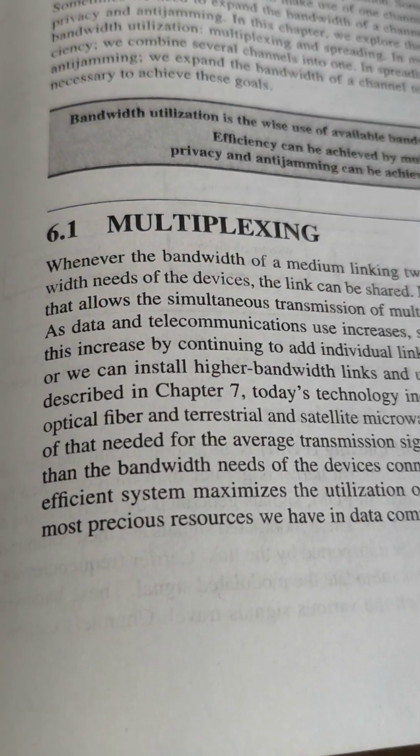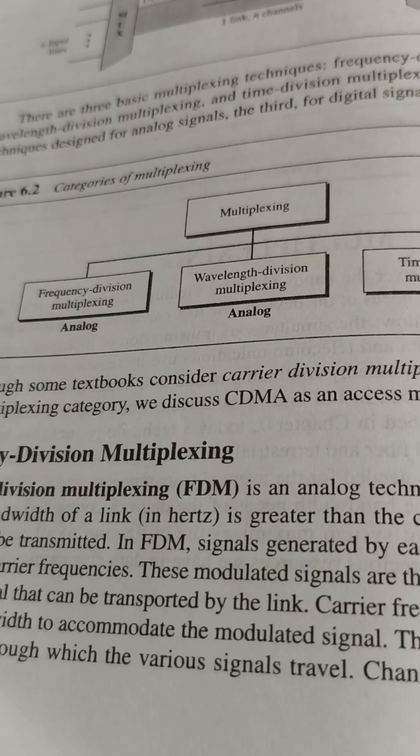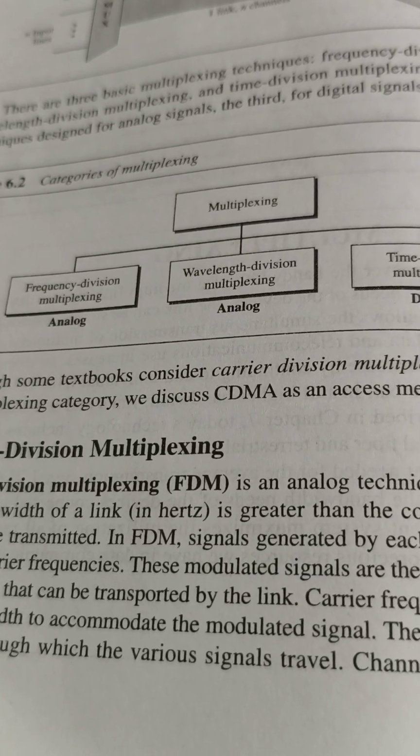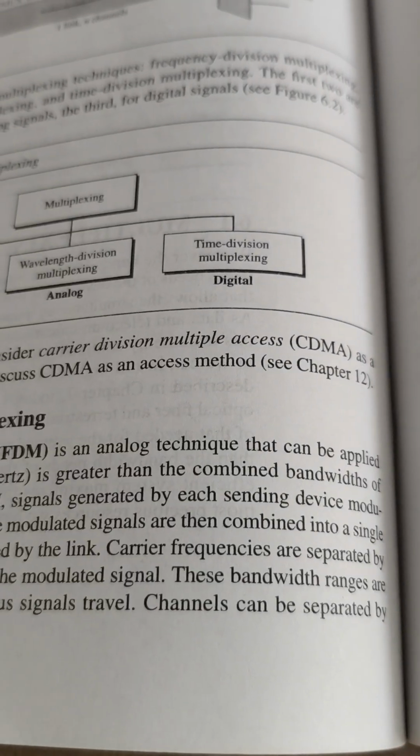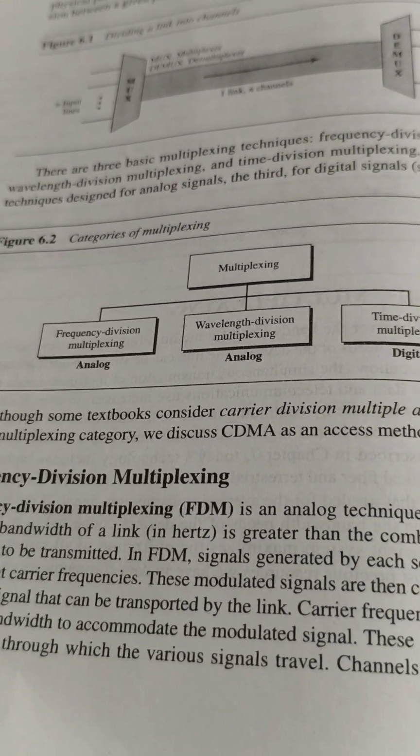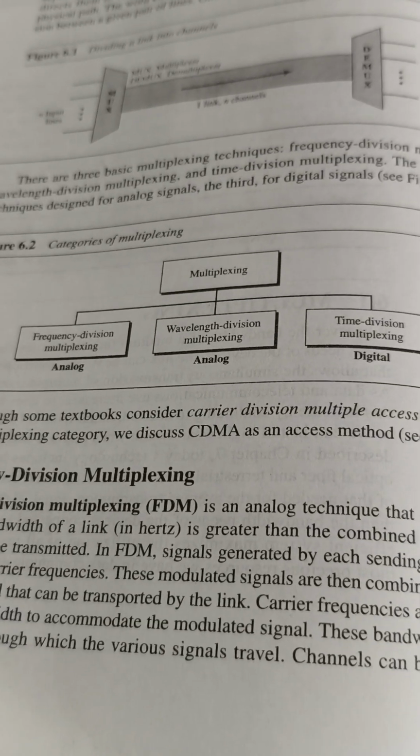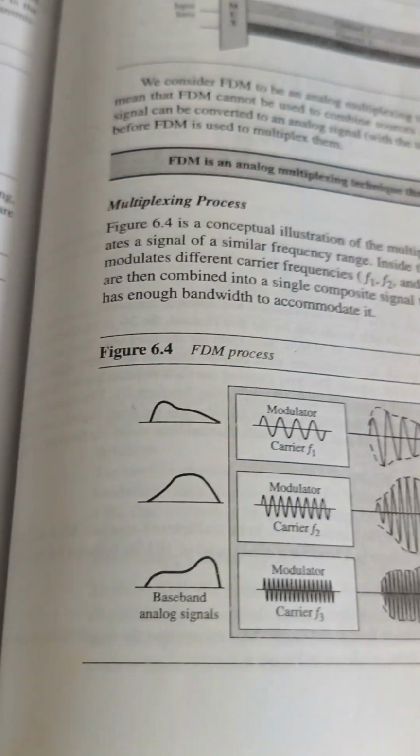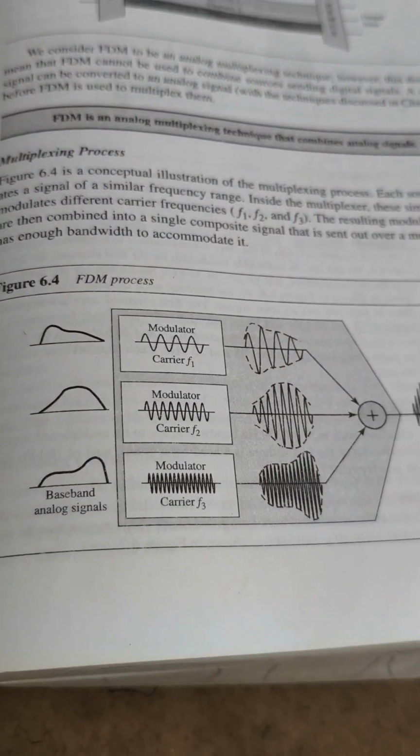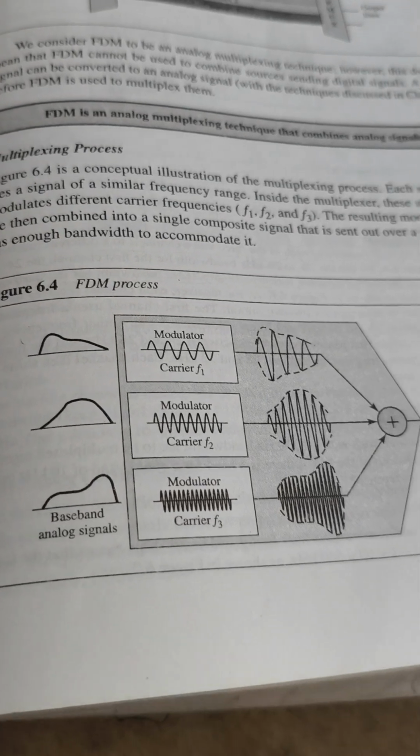There are different types of multiplexing: frequency division multiplexing, wavelength division multiplexing, and time division multiplexing. As I already told, multiplexing means combining a number of signals and converting them into a single signal.